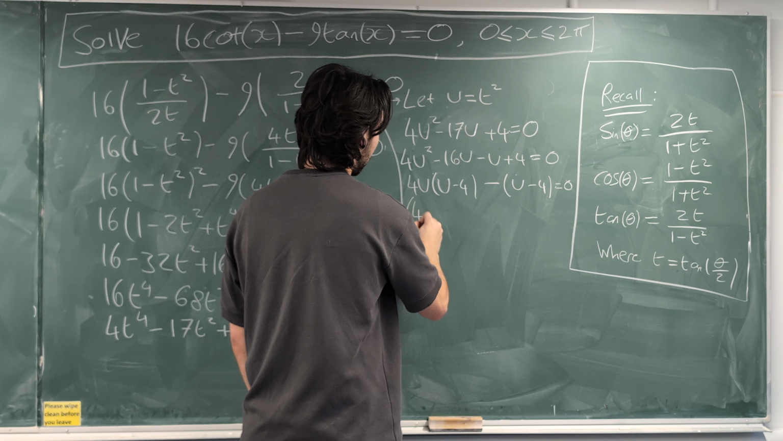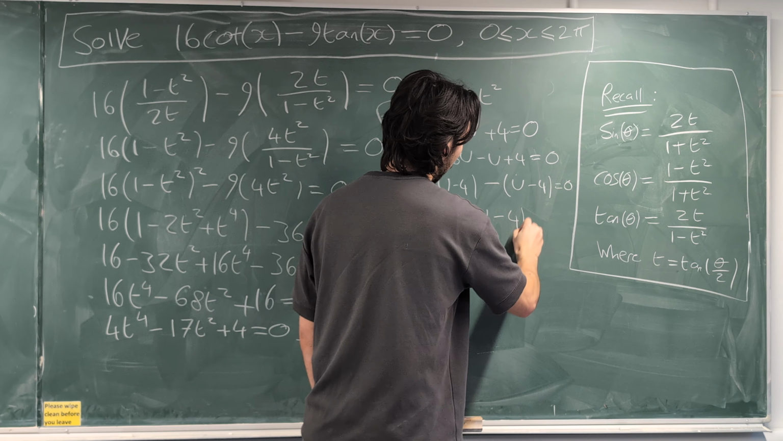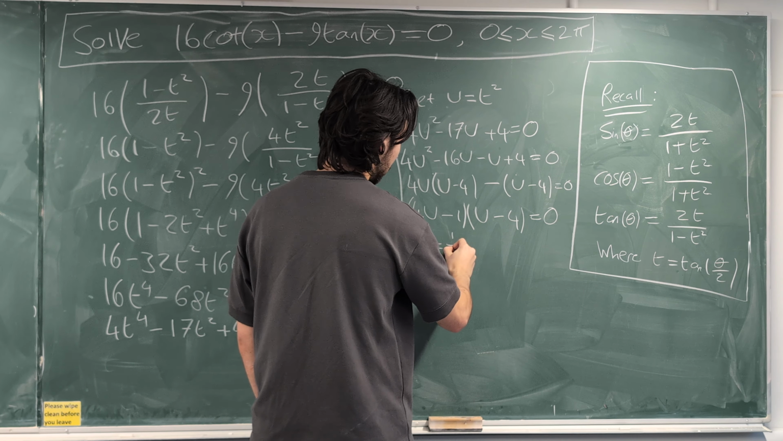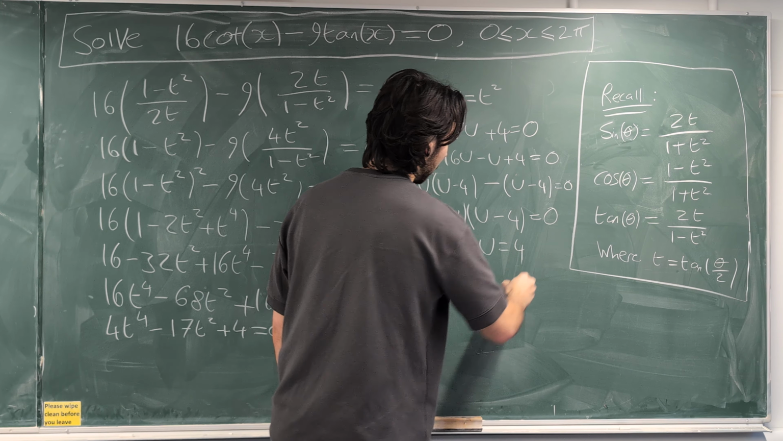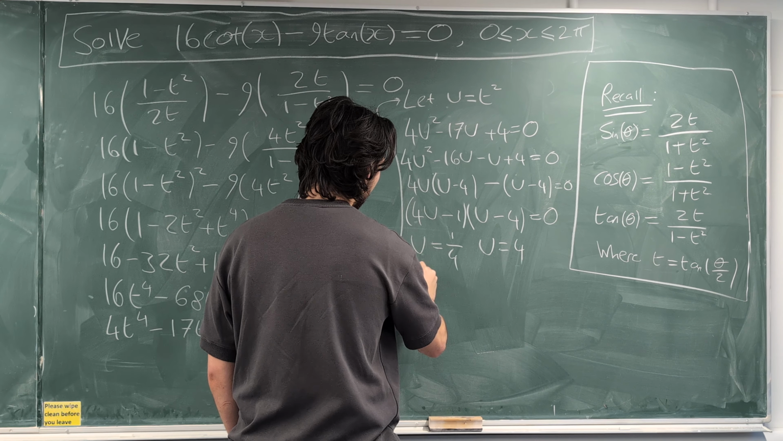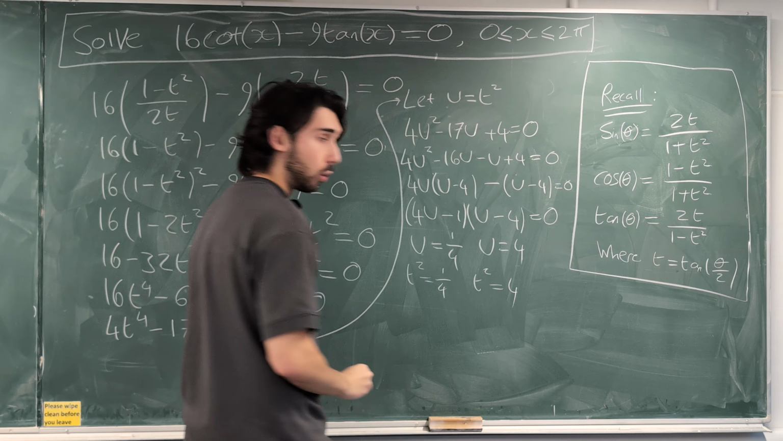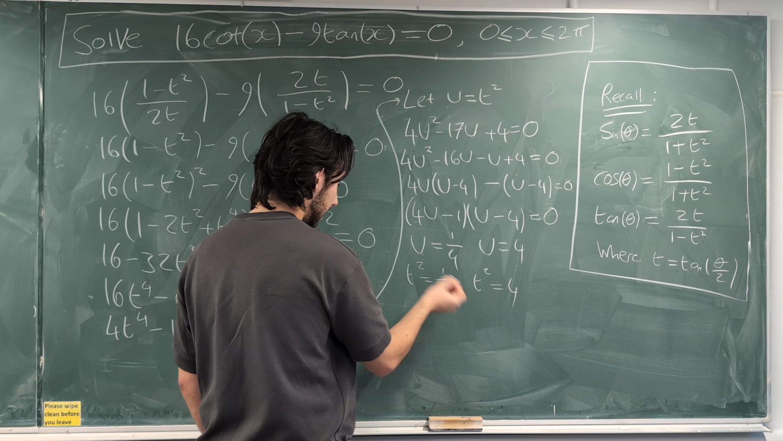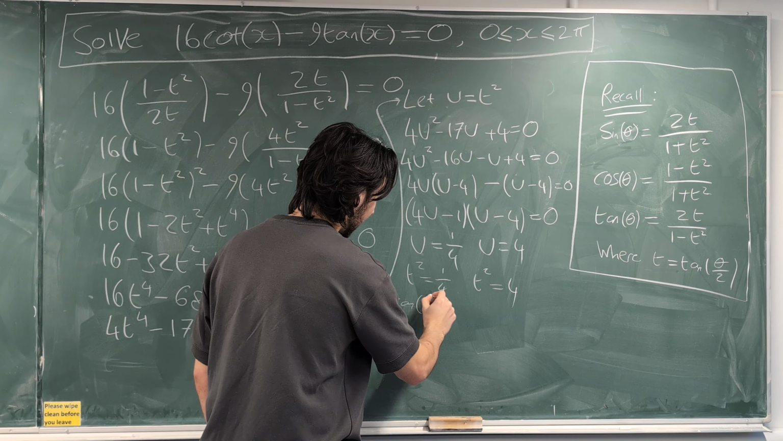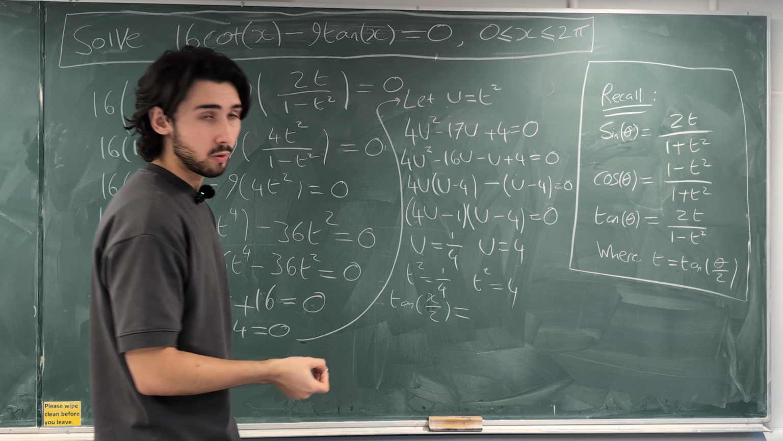So that means it's factorizing to 4u minus 1 times u minus 4 equals 0. So that means that u would be equal to a quarter, or u would be equal to 4. Now we said that u was t squared, so t squared is a quarter, or t squared is 4. And that means that t on its own, tan of, I guess it's actually going to be tan of x over 2 in this case, would be plus or minus the square root of all of these.